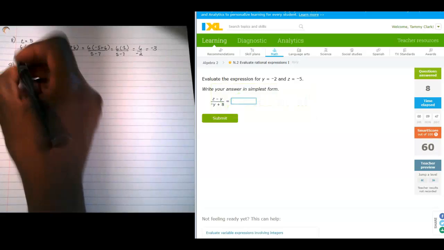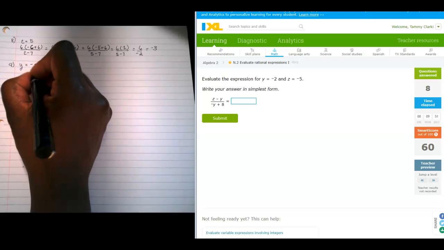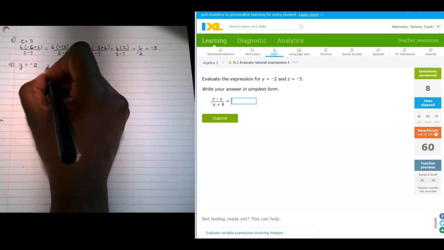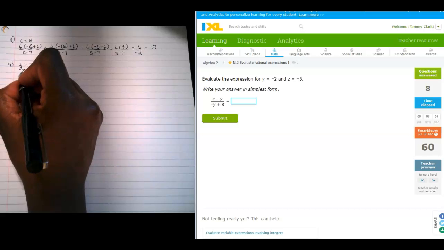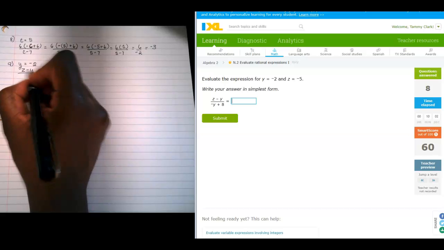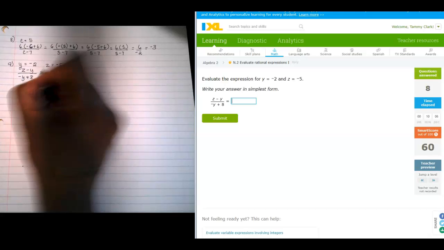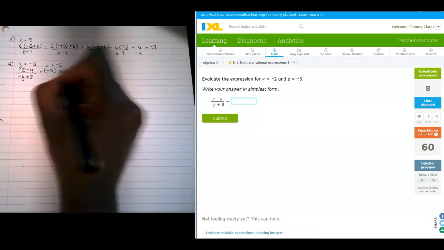Let's look at number 9. This time we've got two variable values. Y is equal to negative 2, and z is equal to negative 5. Our expression is z minus y divided by negative y plus 8. So z is negative 5, so we're going to replace z with that.